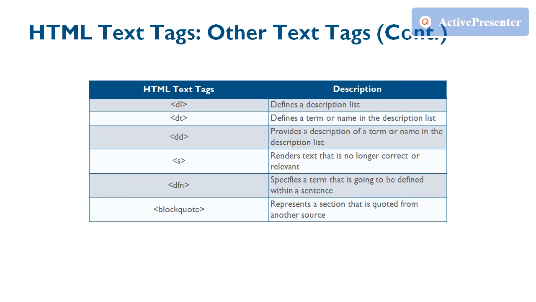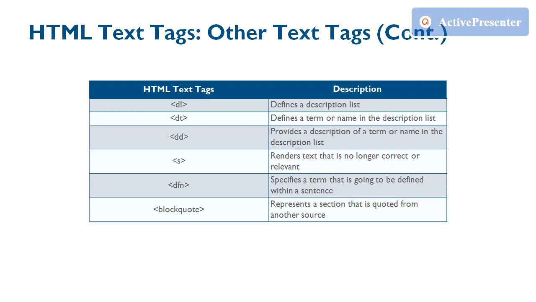DL defines a description list. So this is basically a list. For example, in the Word document, you can see a list or bullet points. So if you want to create a list, DL is the tag for you. DT defines a term or name in the description list. DD provides a description of a term or name in the description list. So these are all used while creating a description list. We'll have a look at this thing in the lab session.